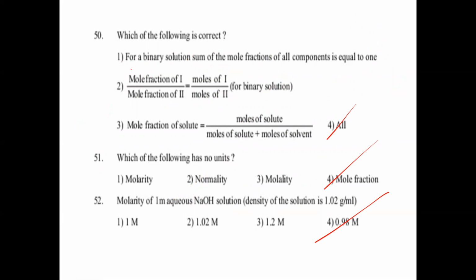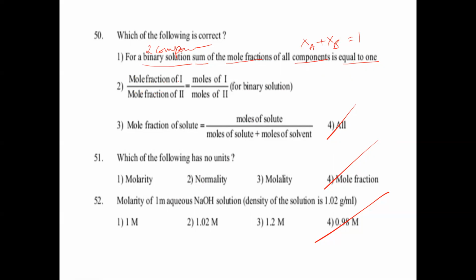Which of the following is the correct statement? For a binary solution, how many components are in the solution? Two components will be present. For a binary solution, the sum of the mole fractions of all components is equal to 1. Suppose you take XA plus XB: the mole fraction of solvent plus the mole fraction of solute must be equal to unity, which means 1. That is a correct statement.